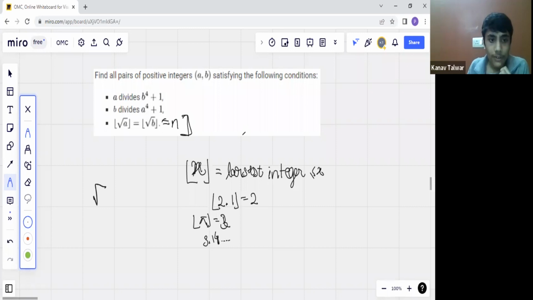Just because we're working with square roots, what is floor of square root 17? 4. Yes, that is correct. And fine, this is all we need for this problem. You can just Google floor function and ceiling function. There's a lot of stuff available on that.